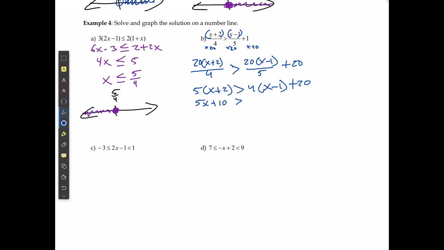5x plus 10 is greater than 4x minus 4 plus 20. And I'm going to subtract 4x from both sides, and I'm just going to be left with x. And I'm going to make sure that I subtract that 10 from both sides. So I have 20 minus 10 is going to be 10, minus another 4, and I'm going to get 6. Which means that when I put this on the number line, and I have my point of 6, I'm going to leave an open bracket, and I'm going to fill to the right.